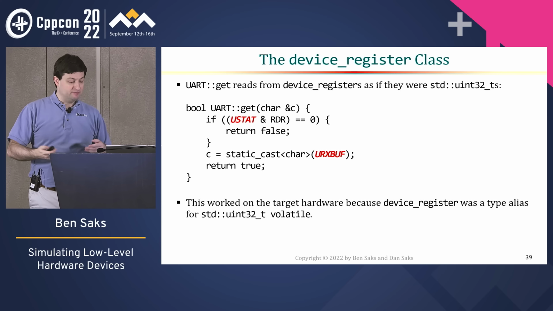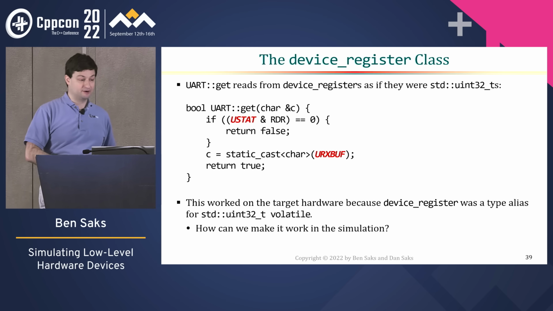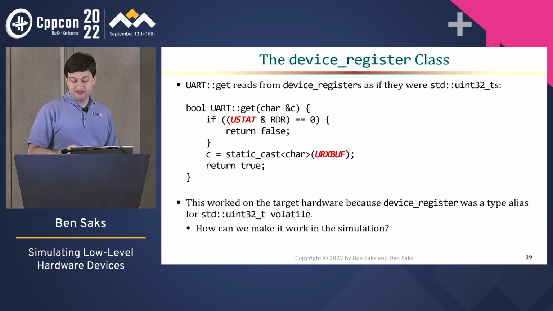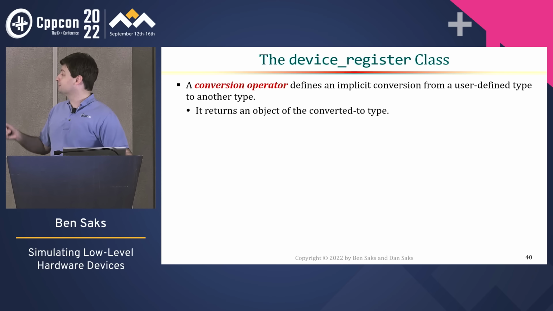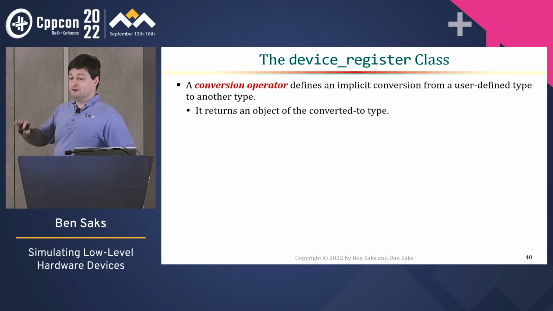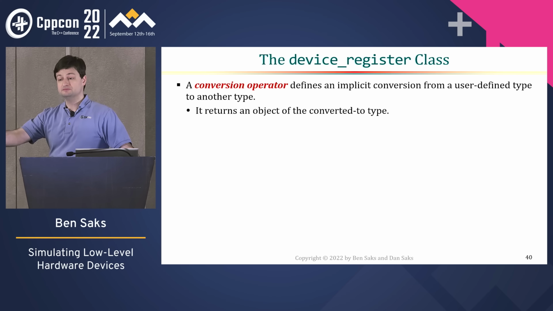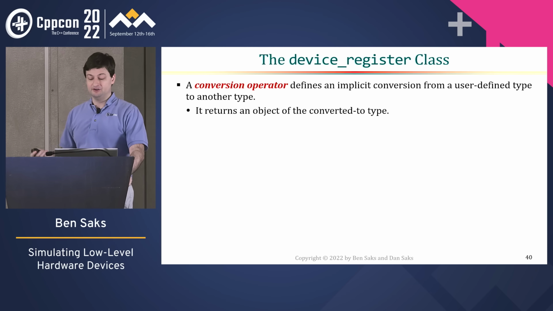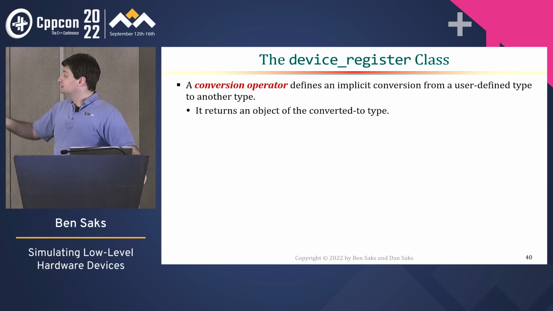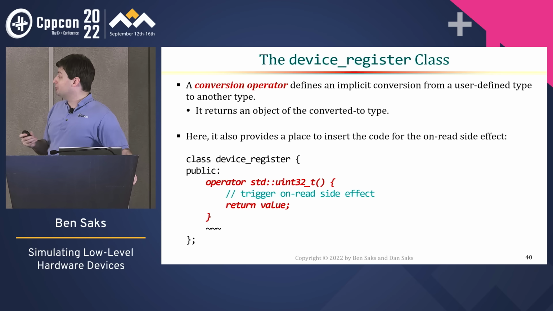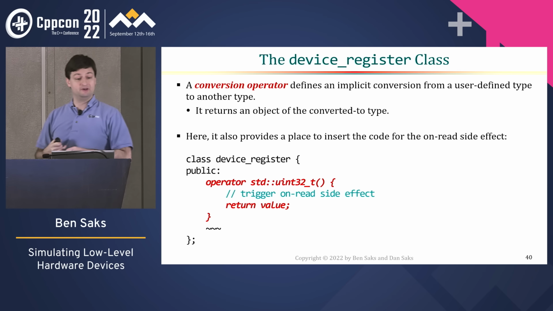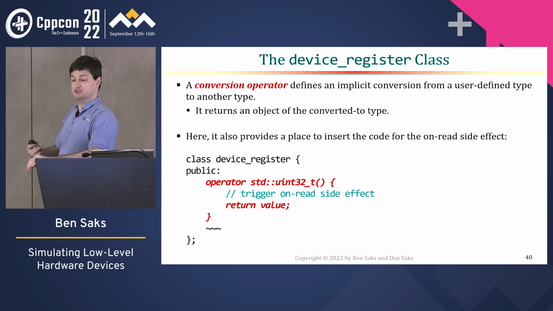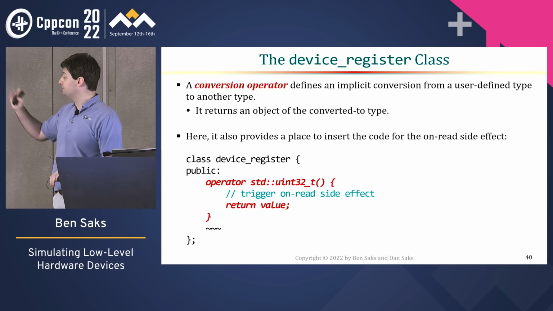Now, our code, like UART get, reads from the device registers as if they were uint32_ts, which on the target hardware they basically were. But how can we make this work on our simulator? What we need to do is write our device register class with a conversion operator that will let us implicitly convert a value of type device register into a value of type uint32_t. So a conversion operator function, we don't see these that often. They don't come up. There are not a lot of situations where I recommend using these, but I think that this is a reasonable one.